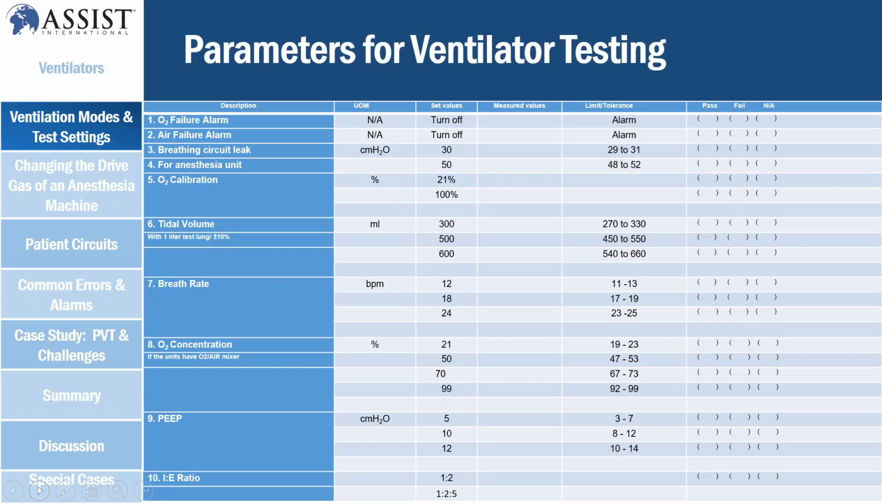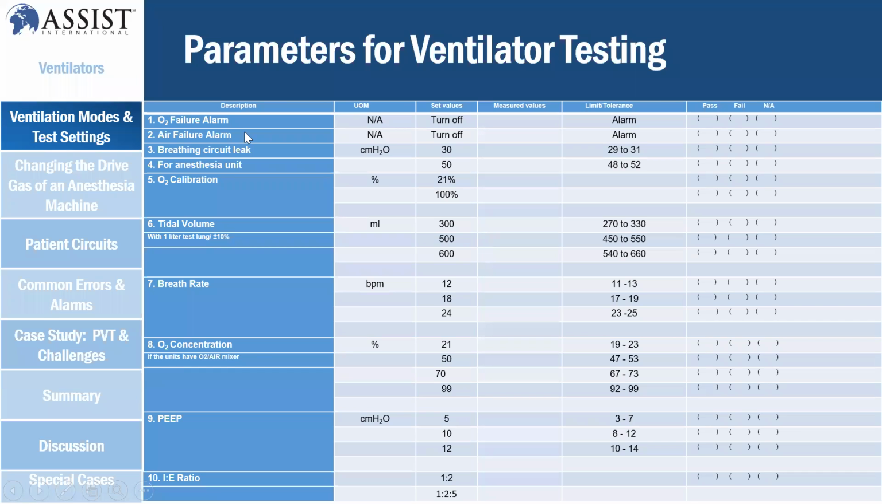So by doing all this, by setting the values and setting the respiratory rate and PEEP, you can do the testing by using the analyzer. If you see on the parameter of ventilator testing, on the checklist part of it, you need to do the O2 failure alarm by stopping the oxygen incoming to the ventilator, or the air failure alarm, all that you turn off.